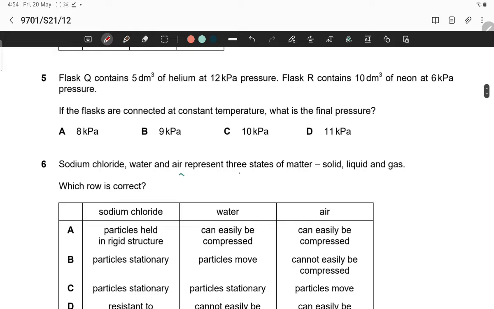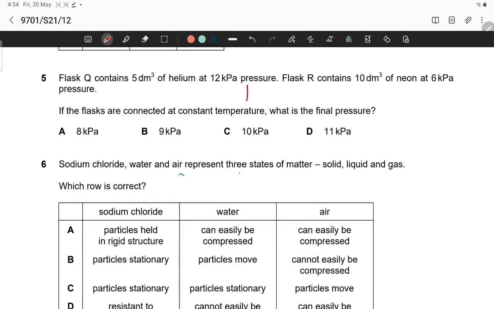Flask Q contains 5 dm cube of helium at 12 kilopascal pressure. Flask R contains 10 dm cube of neon at 6 kilopascal pressure. If the flasks are connected at constant temperature, what is the final pressure?